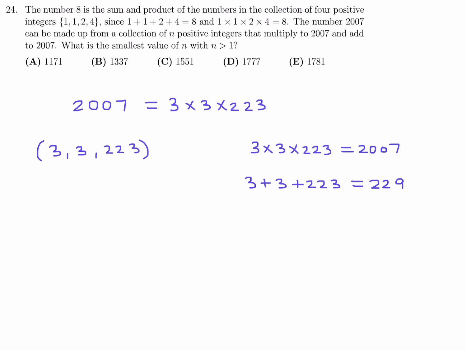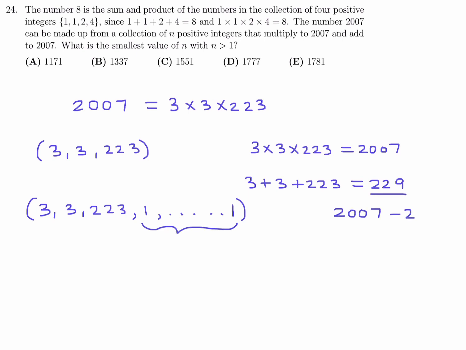Well, you think about this for a little bit, and you come to the conclusion that if I were to put in a lot of ones, I would be able to get the required sum. Now, how many of those ones? Well, take 2007 and subtract from it the sum I got earlier, and that is how many ones. So 2007 minus 229 is equal to 1778. So that is how many ones I would have to put.